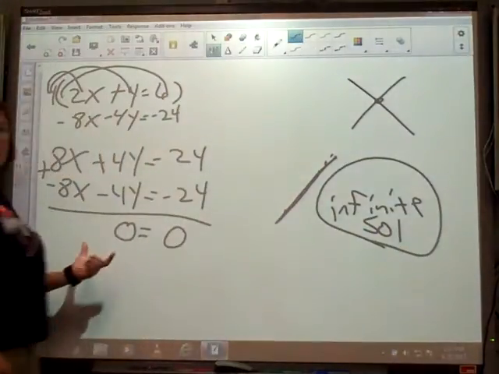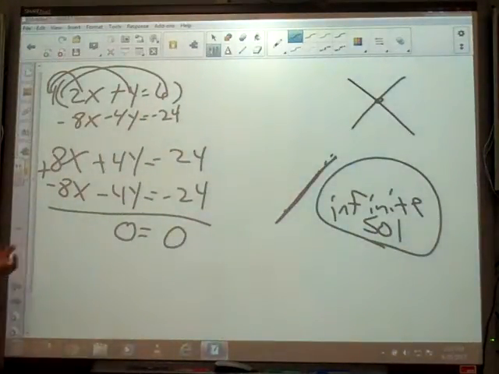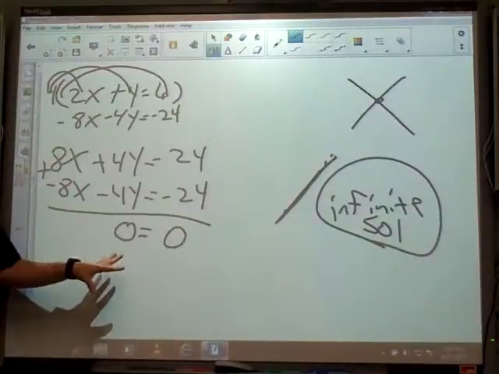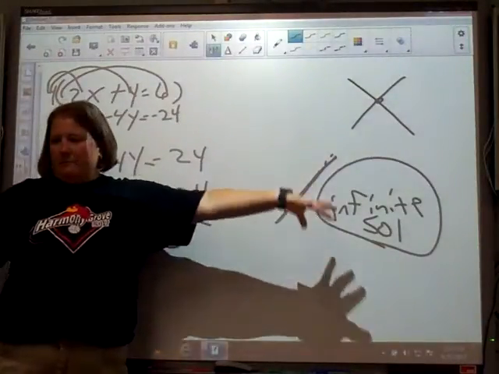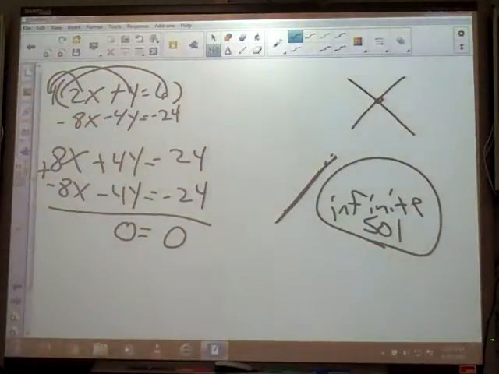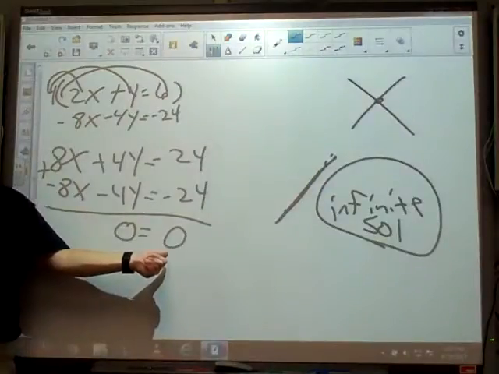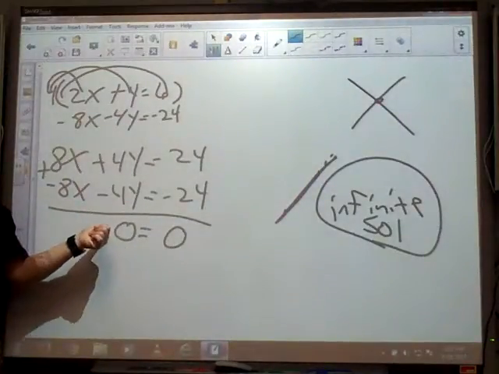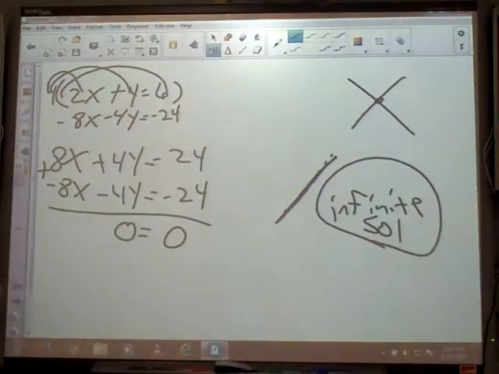So when you get a true statement, 0 equals 0, 7 equals 7, negative 5 equals negative 5, you'll write infinite many solutions. Okay? So what do you think you would write if you got something that said 0 equals 10? A false statement. Caleb, pay attention. What would you have then? No solution. Very good. Let's look at one of those.